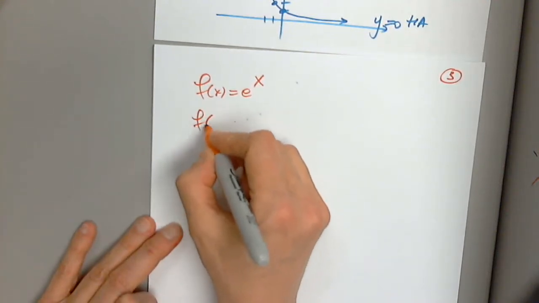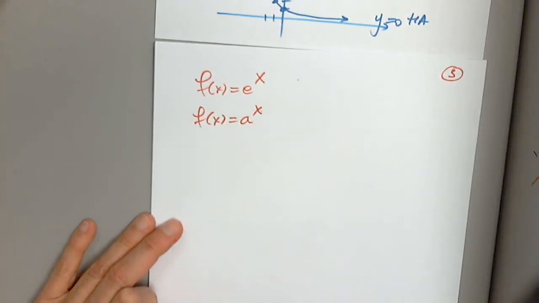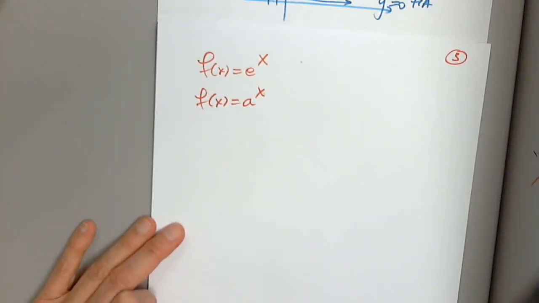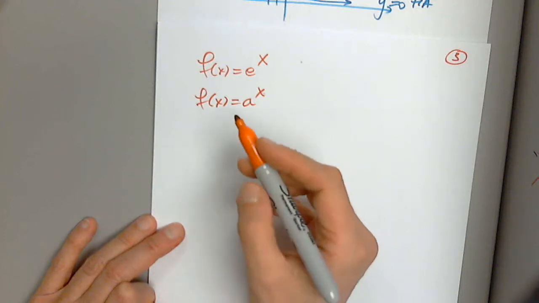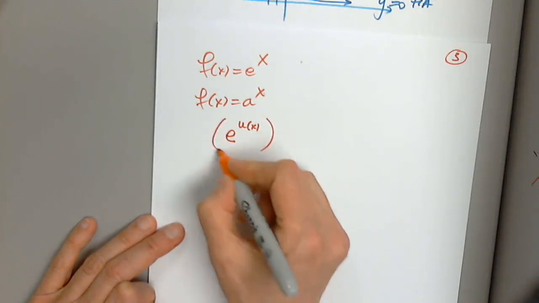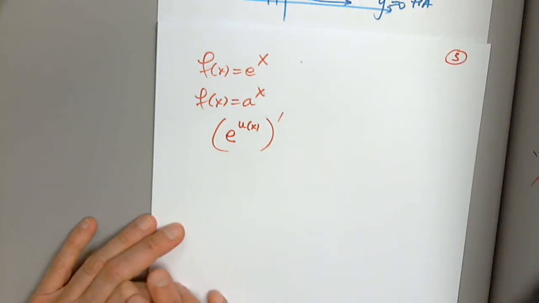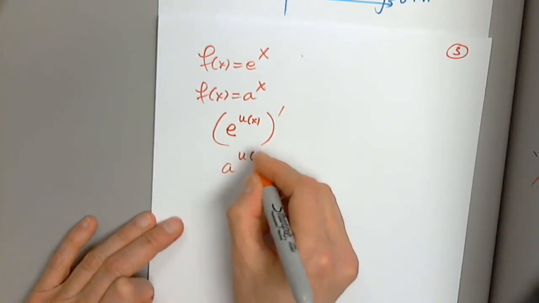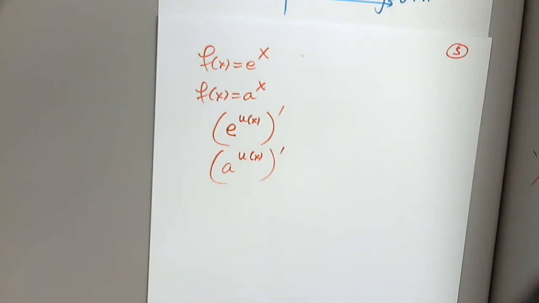And then I would like to discuss f of x equals a to the x. And then function composition, which is e to a function of x prime, and then a to a function of x prime. That's a u, a function that is u of x. It's not u times x, it's a function of x. So what is the difference between these two situations?